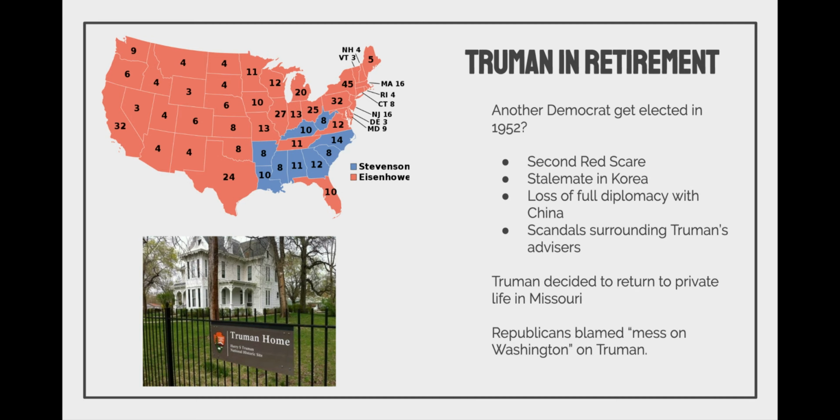Between the second Red Scare, the situation in Korea, the loss of diplomacy and good terms with China, and all the scandals surrounding Truman's advisors, Eisenhower won pretty handedly, as you can see in this map. So Truman decided to return to private life in Missouri, and Republicans blamed the mess in Washington on Truman. Okay, so now let's take a look at the political cartoons.